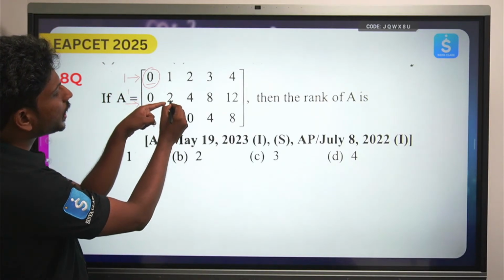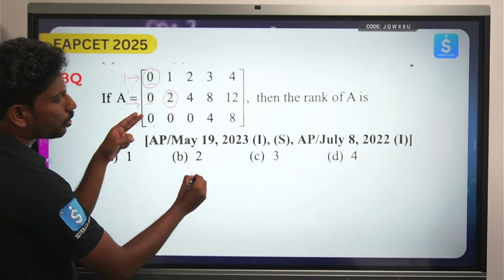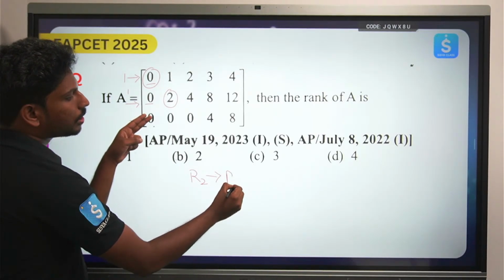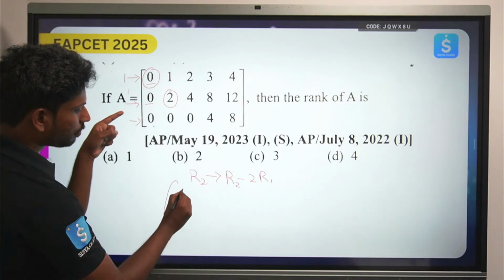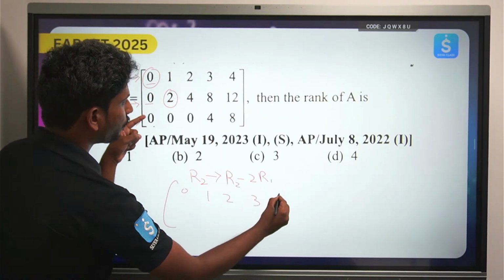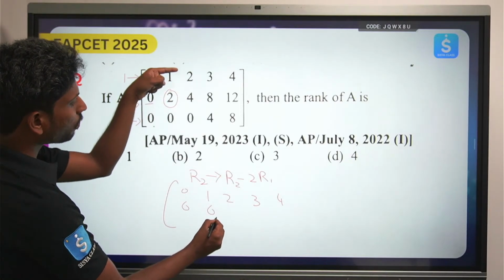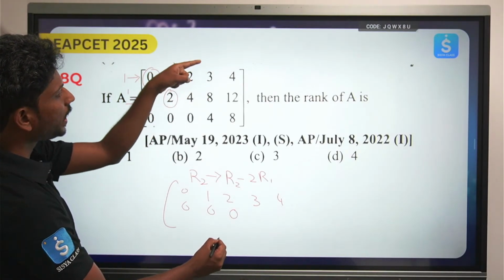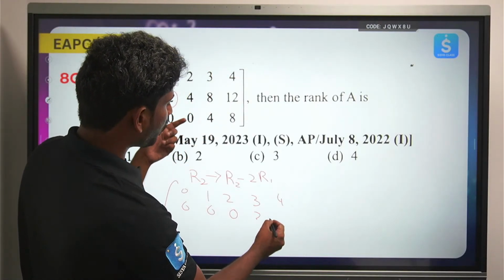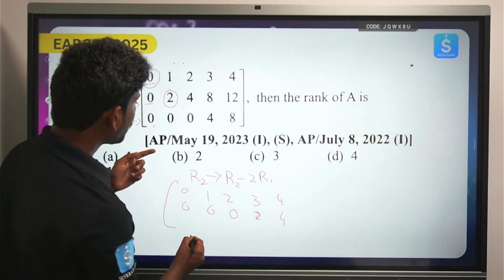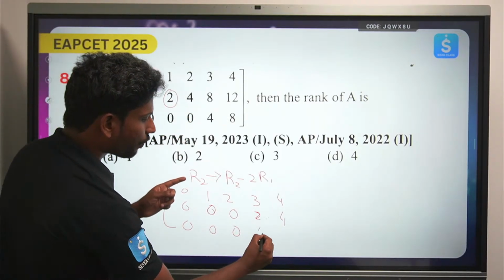Now what you do is make this element in the second row also 0. How? By using a suitable row operation: R2 gives R2 minus 2R1. Do it fast now. 2 minus 2, so this will become 0. 4 minus 4, this will also become 0. 8 minus 6, this will be 2. 12 minus 8, that will be equal to 4. So we have this, and we have again 0 0 0, and again we have 4, again we have 8.